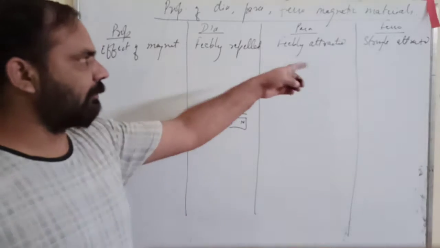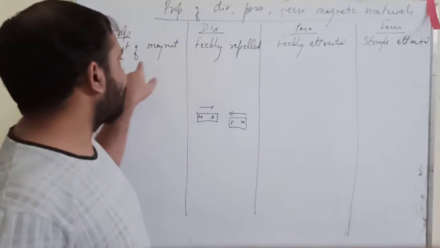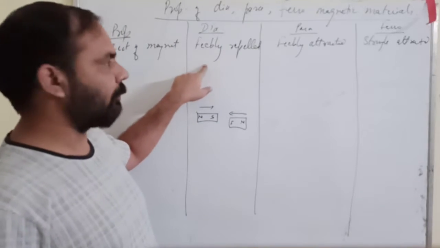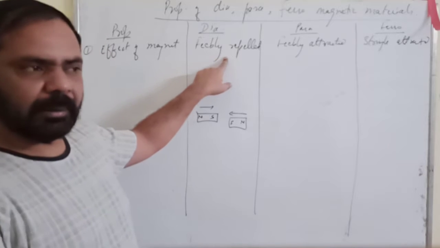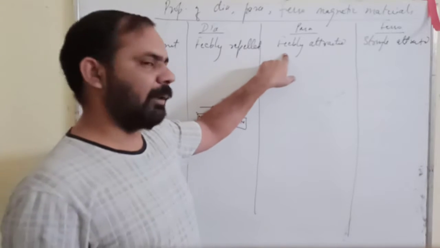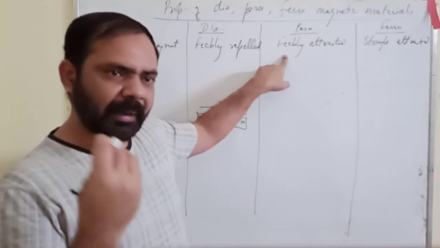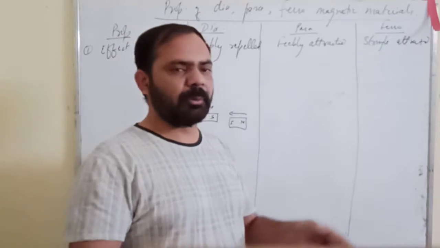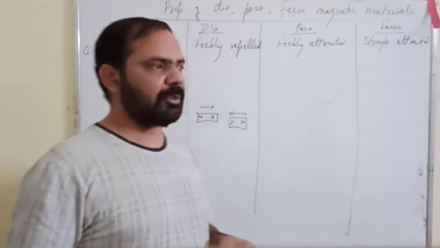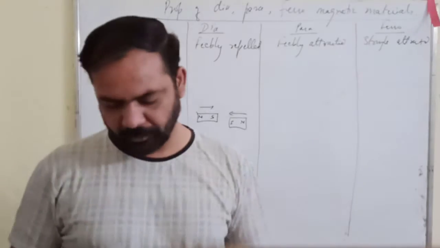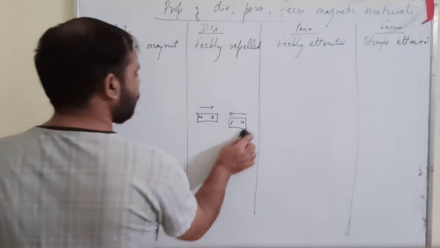Similarly you can understand for them also. When you place a magnet, what will happen? They get feebly repelled, they move away; feebly attracted, they move towards the magnet slowly; they move towards the magnet very quickly, means strongly attracted. Okay, this was the first property.